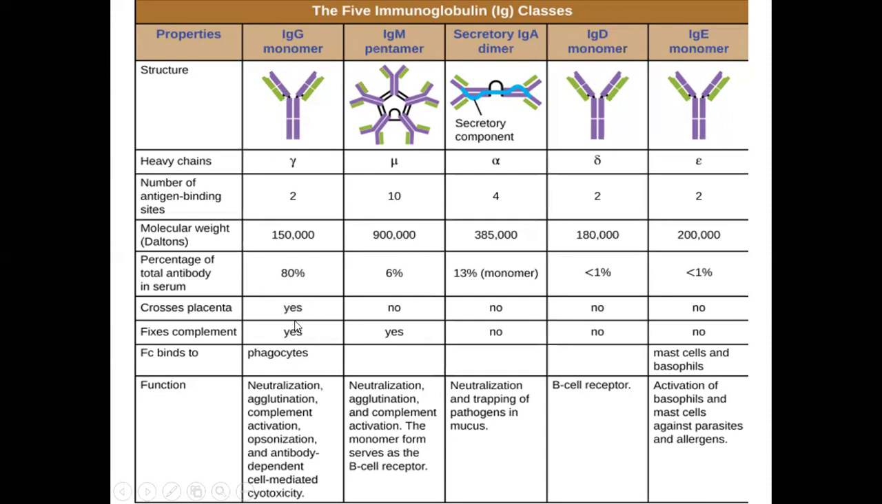They are the smallest immunoglobulins. That's why they cross the placenta, and also they are the second immunoglobulins which are produced in the immune process.